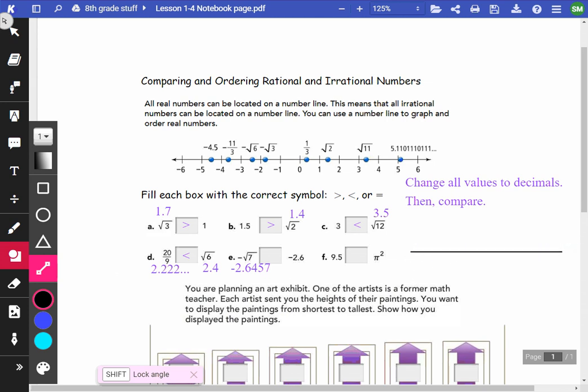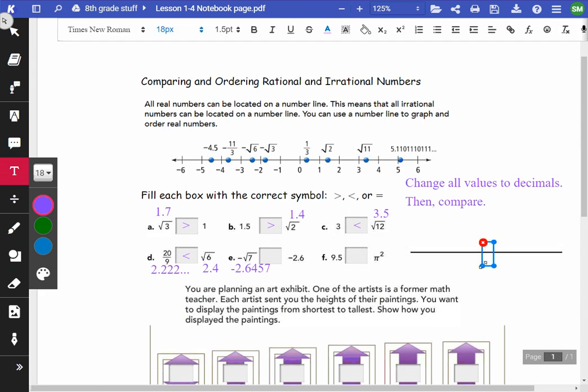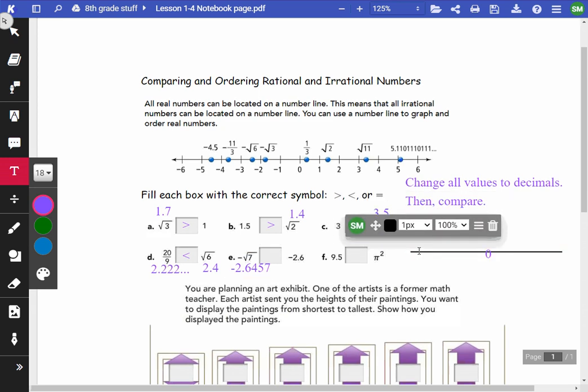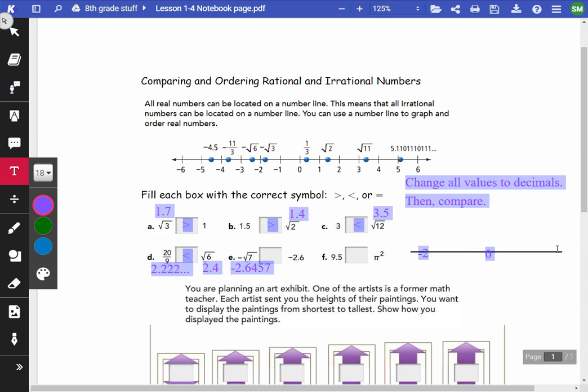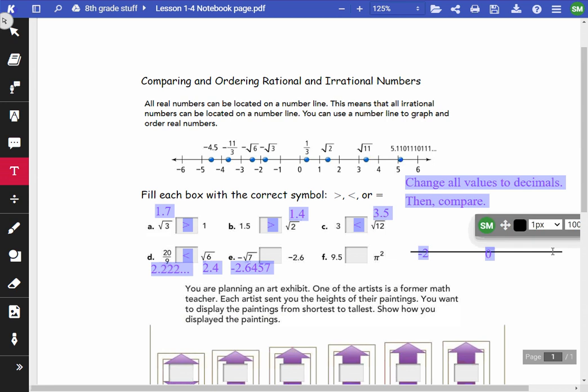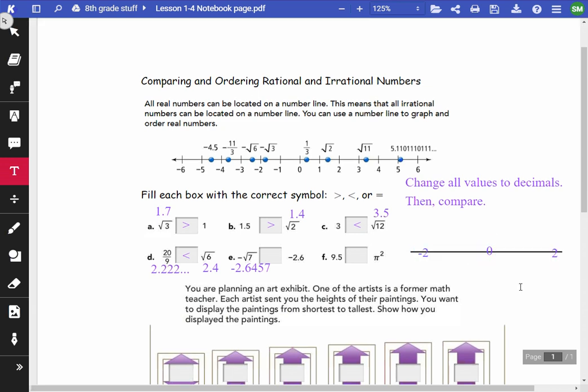But I'm going to do it again here. I am going to put negative 3, well, I'm going to do 0 here, actually. 0 right in the middle. Then I'm going to do a text box, negative, let's say 2 right here. And I'm going to do positive 2. Okay. So I've got 0 and negative 2 and 2.